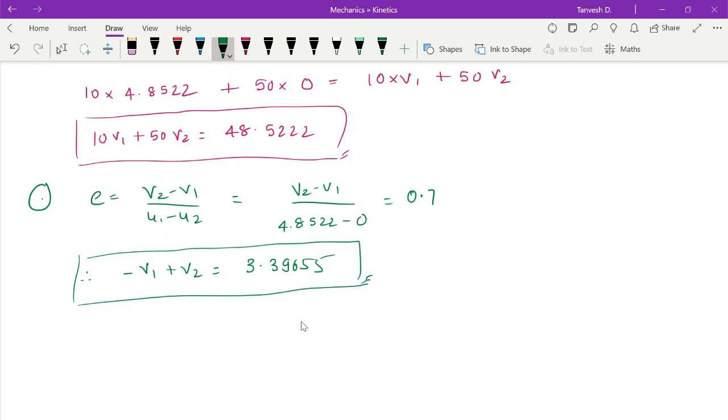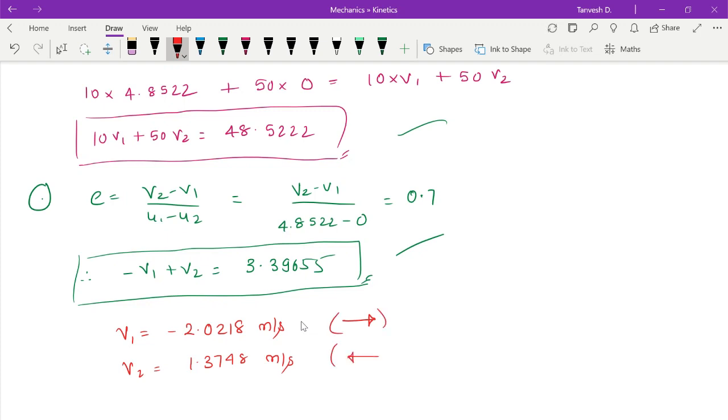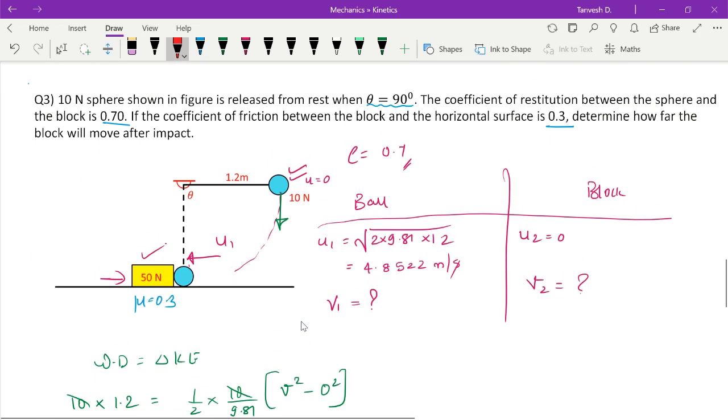When we solve them simultaneously, we get v1 as minus 2.0218 meters per second and v2 as 1.3748 meters per second. Since we are getting minus for v1, it is going in the right direction, and v2 is going in the left direction. So after the impact, this is the direction of v1 and this is the direction of v2. I mean, the block moves like this and the ball moves rightwards.